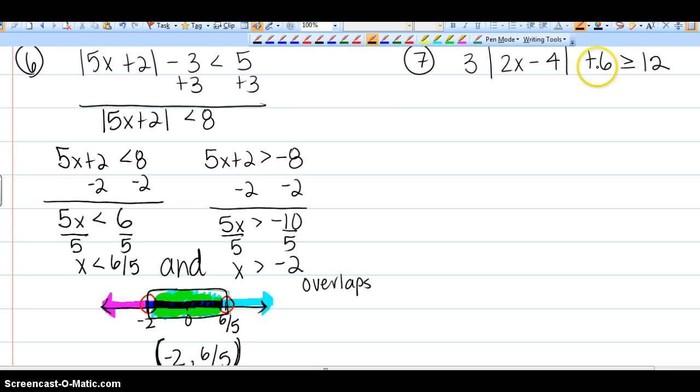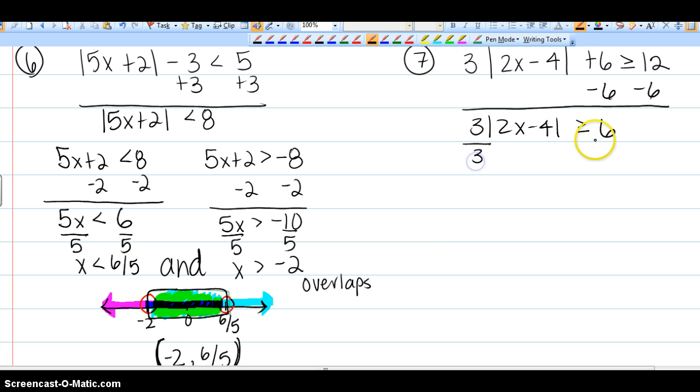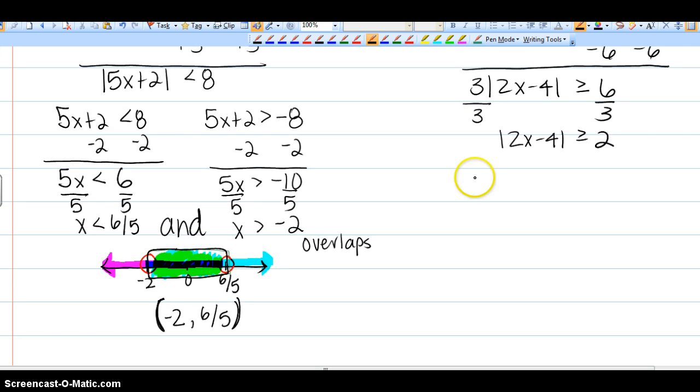Our last problem, we have to get the absolute value alone. And again, at any time, if it's going too fast, you can pause the video. In this case, we have to subtract the 6 first. And we have to divide by 3. And once you've done that, now you're ready to solve the problem. It'll be 2x minus 4 is greater than or equal to 2, and 2x minus 4 is less than or equal to -2.